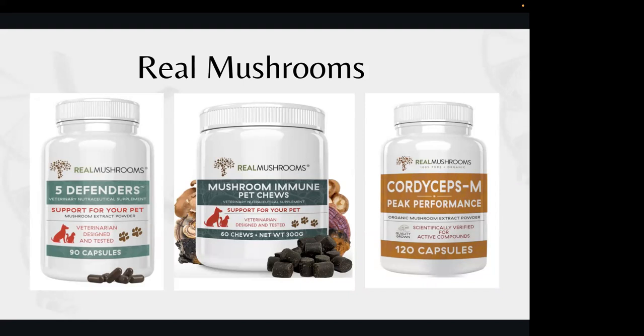The mushroom immunity pet chews are probably what I prescribe the most because it's a chewable treat. Most dogs like them, and many of my patients are already on several pills, so I try to avoid more pills. But for dogs that don't like the chewable treat, it comes in a powdered form. It also comes in a capsule form. Now, I like the 5 Defenders and the mushroom immunity pet chews because this contains 5 different mushroom species as opposed to just turkey tail or lion's mane.